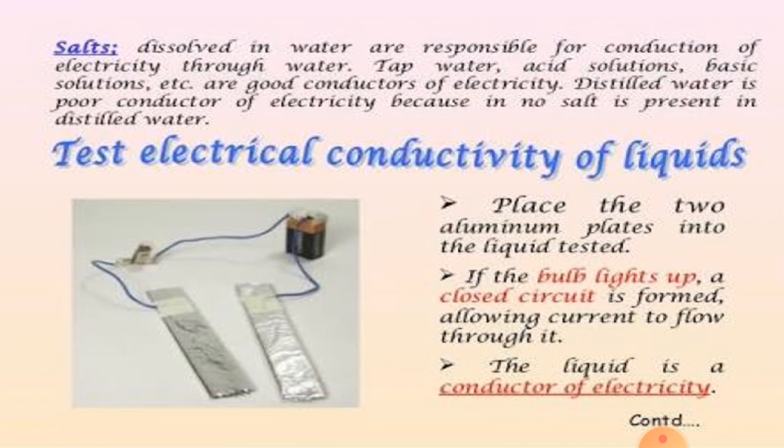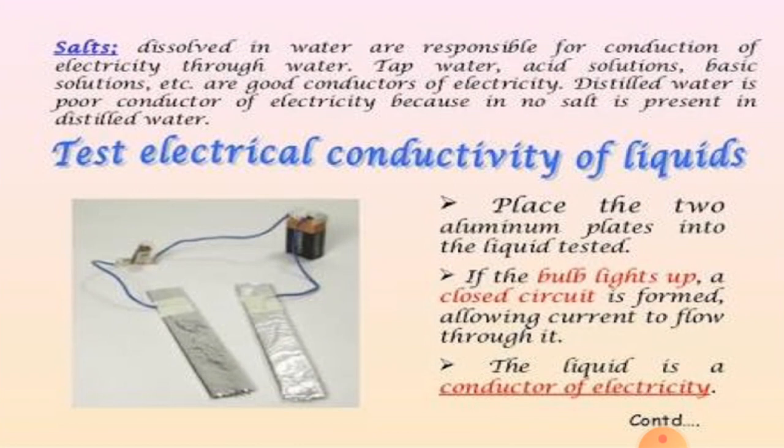Now about salts, it is given here to you in this slide. Salt dissolved in water is responsible for the conduction of electricity through the water. As you know, I have already told you in the previous slide that distilled water is not a good conductor of electricity, and we can make it conducting by dissolving some amount of salt into it. The salt that we use in our daily life is common salt, sodium chloride. So we can make it conducting by adding a small amount of salt into the distilled water.